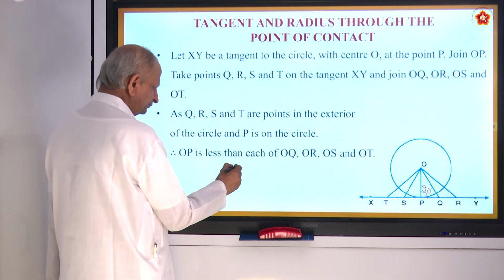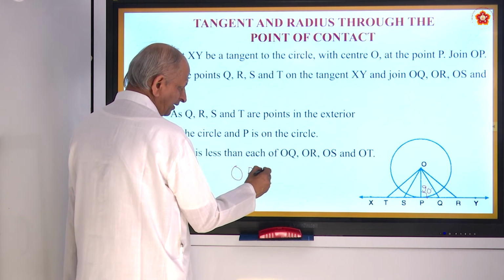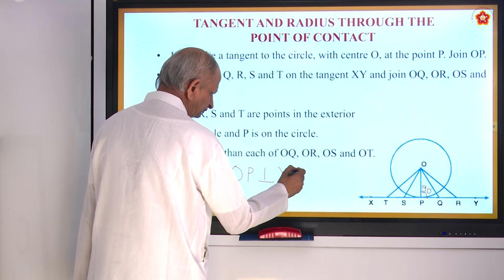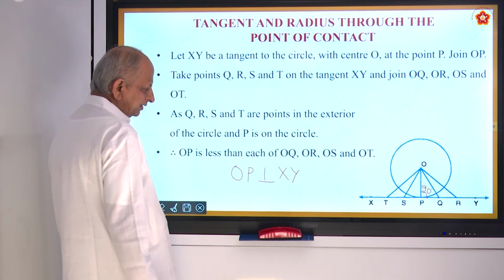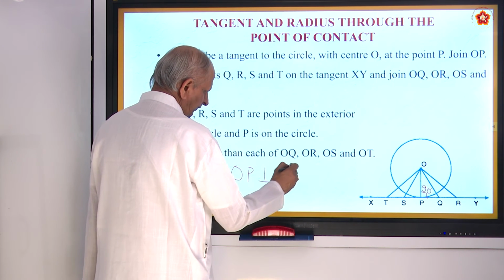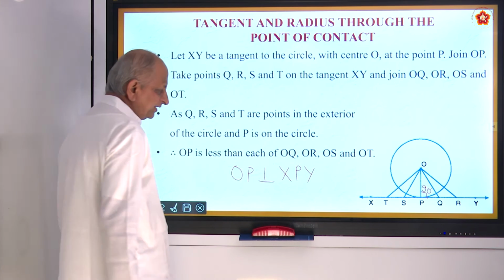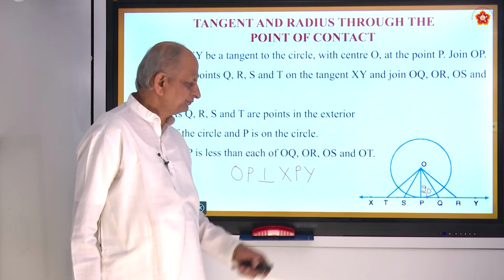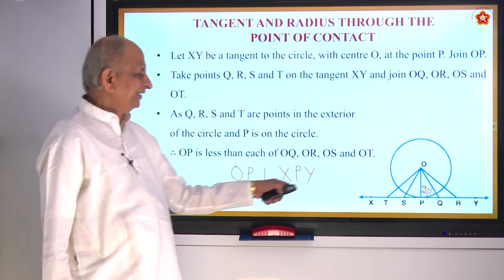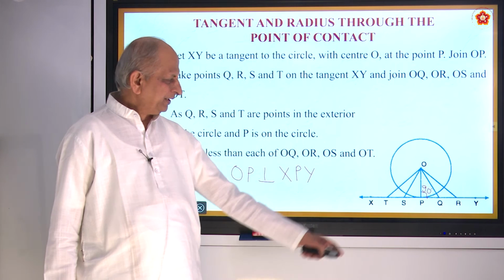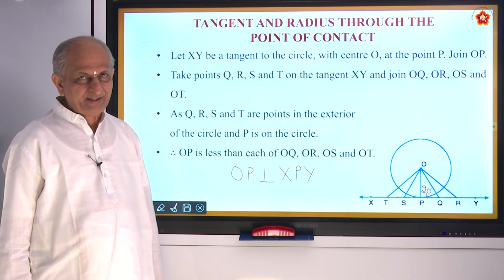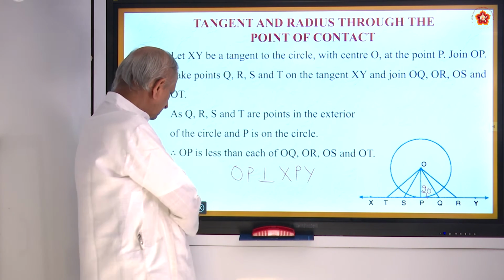And we write it as OP is perpendicular to XY, or you can write XPY. XPY is a tangent. OP is the radius. And what is that P called? P is called the point of contact. And how many tangents can you draw like that? At a given point you can draw only one. But for a given circle, you can draw many tangents.